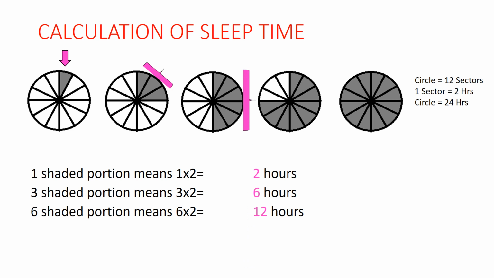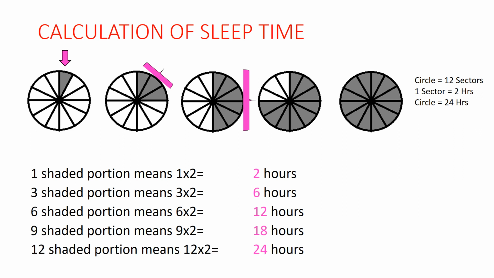Similarly, for 6 shaded portions, it will be 12 hours, and for 9 shaded portions, it will be 18 hours. And when all the portions are shaded, which means all the 12 portions are shaded, the sleep time will be 24 hours. I hope now you will be easily able to calculate the sleep time of animals.